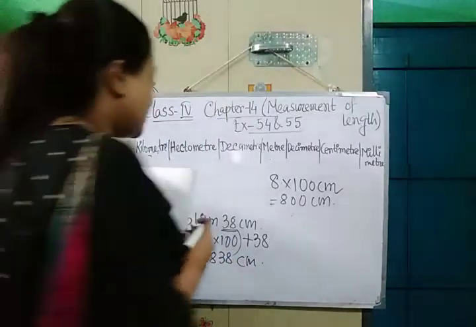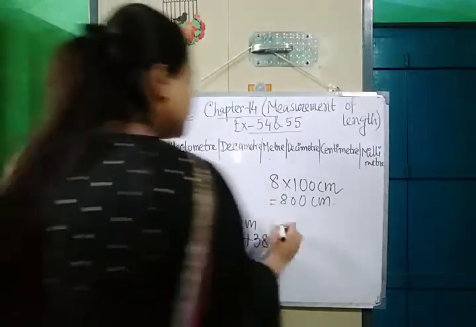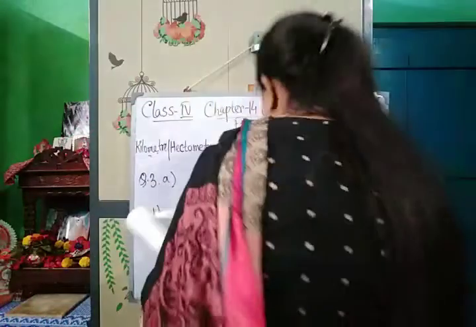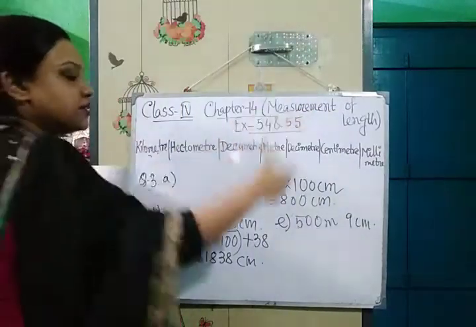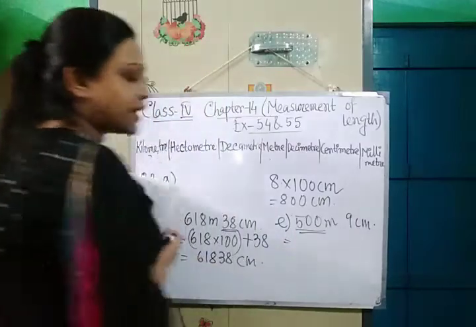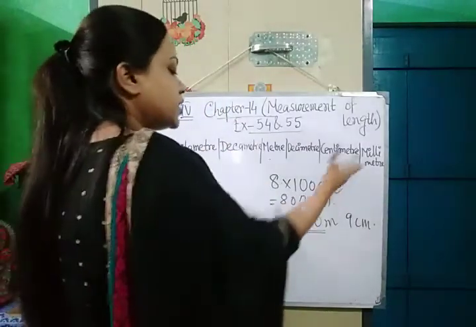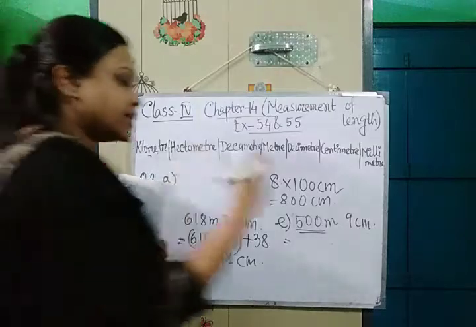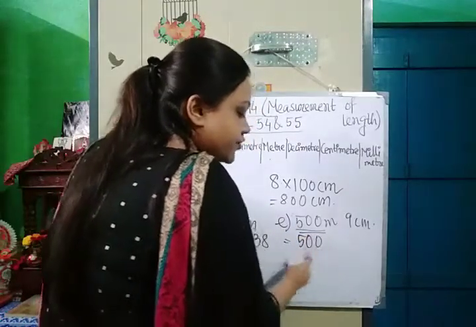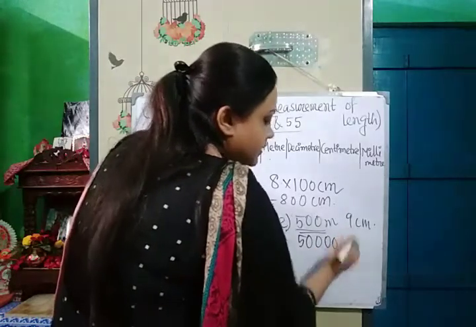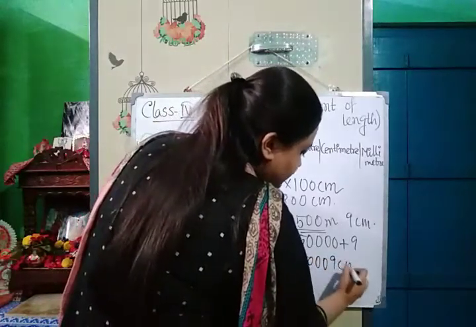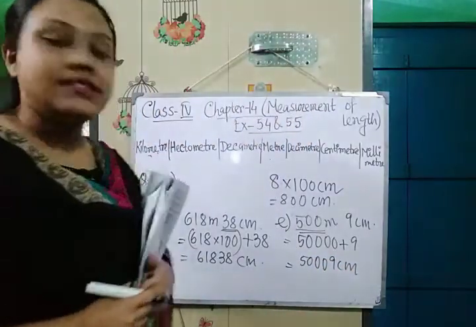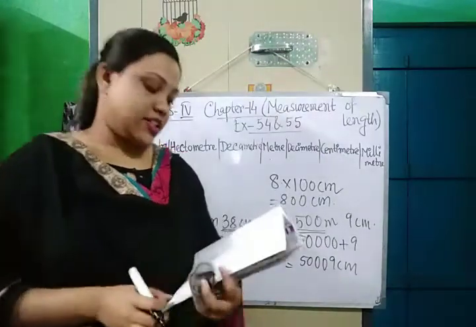Okay. Now I am showing you another one, which is E. E is 500 meter 9 centimeter. So what did I say? You will multiply this 500 meter by 100 because you are converting meter to centimeter. So 500 into 100 will be, after 500 we will put another 2 zeros, then plus this 9 centimeter. So it will be 50,009 centimeter. Okay, I hope this is clear.